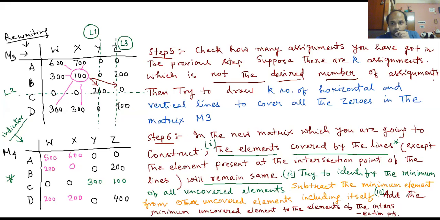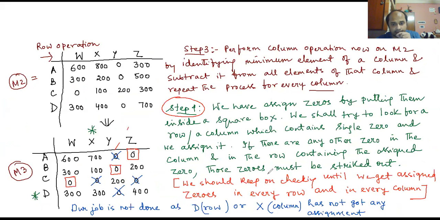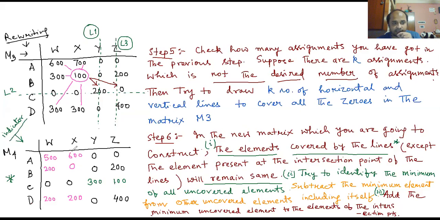In step number 4, we did the assignments. So after applying step 6 and getting my matrix M4, I am going to apply step number 4 once again on it. My next job is to write this matrix M4, and then apply step 4 on it to see whether the desired number of assignments can be made or not. So I'm going to go to the next page. First of all, let me copy the matrix.